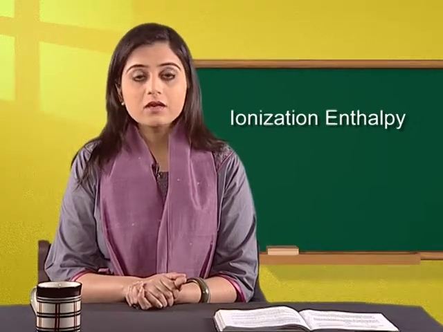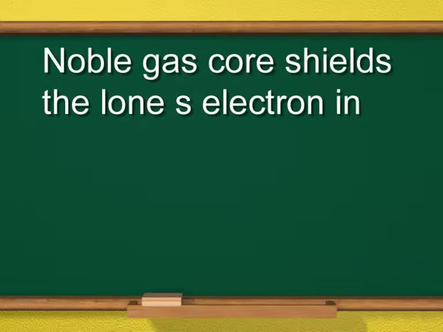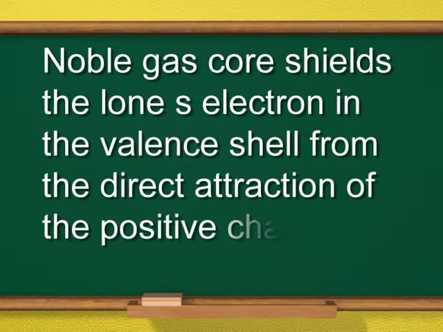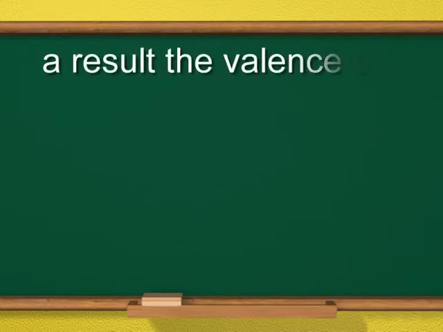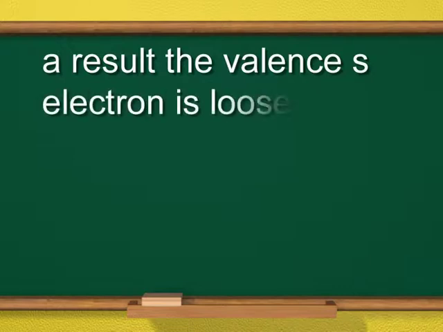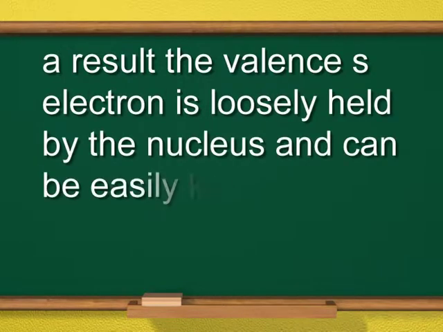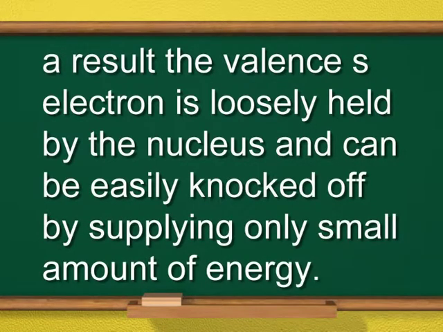Ionization enthalpy. First ionization enthalpies of the alkali metals are the lowest because the noble gas core shields the lone s electron in the valence shell from the direct attraction of the positive charge on the atomic nucleus. As a result, the valence s electron is loosely held by the nucleus and can be easily knocked off by supplying only a small amount of energy.